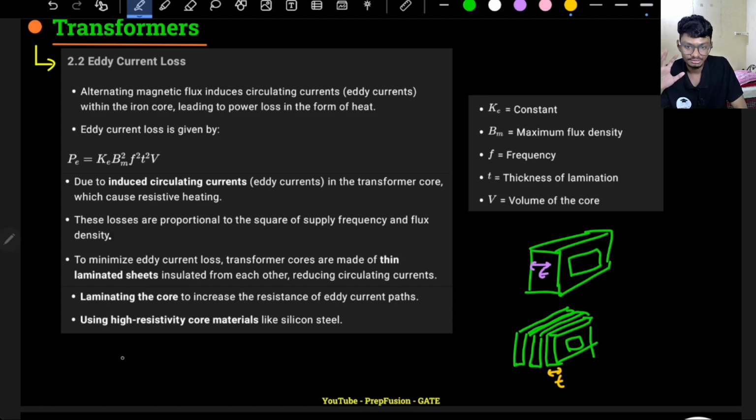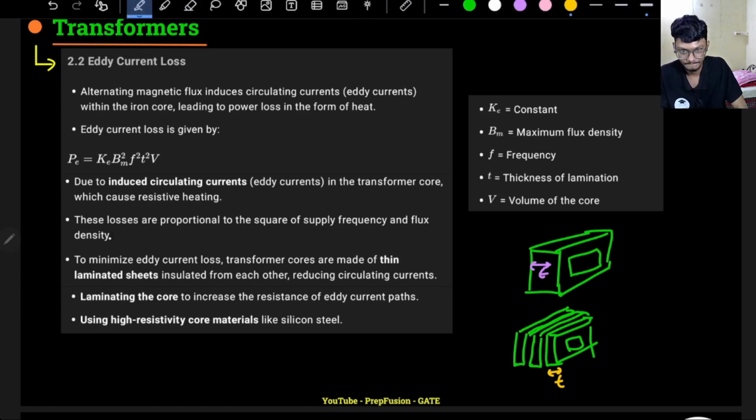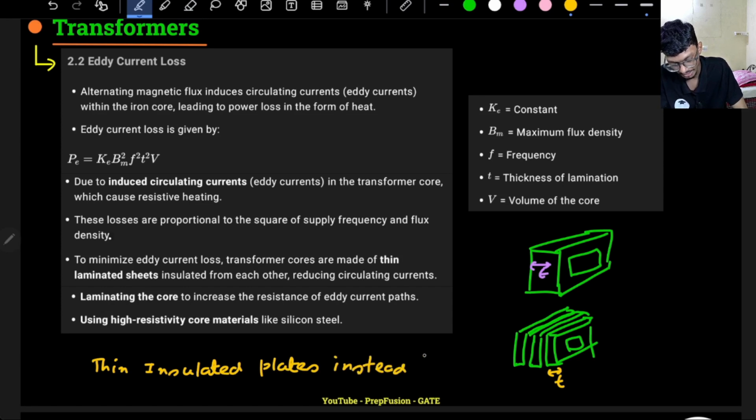That's why we use thin insulated plates instead of a complete solid core. We use thin insulated steel plates instead of solid iron. We don't use a complete solid slab of iron, we use thin insulated plates. Got it?